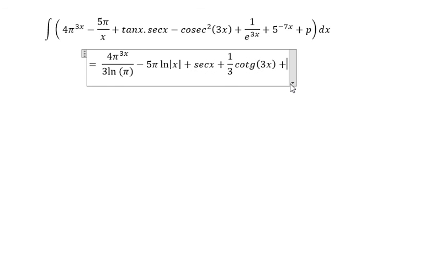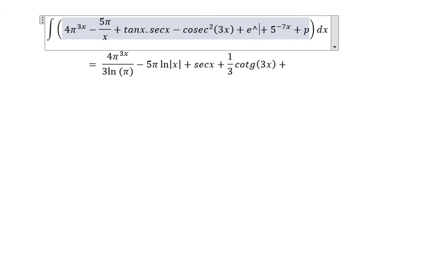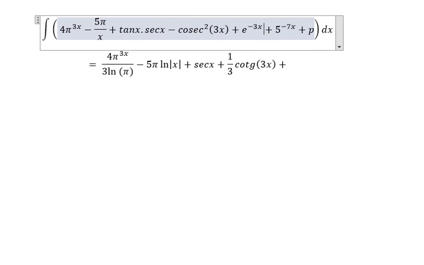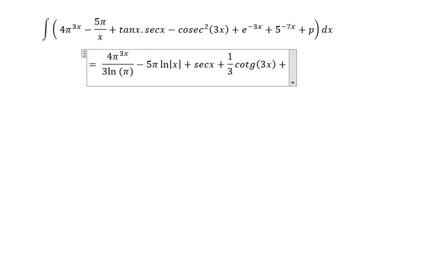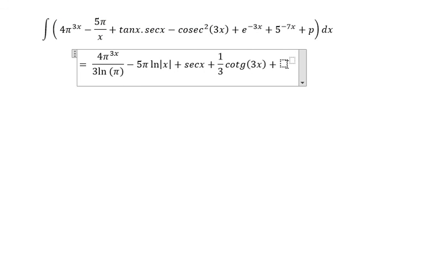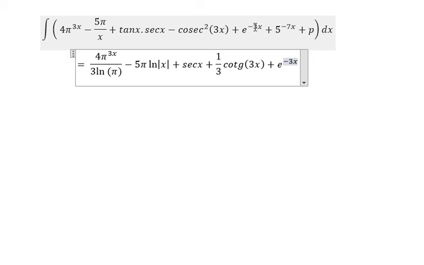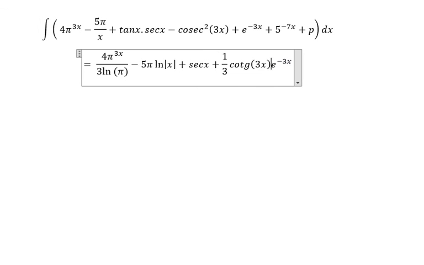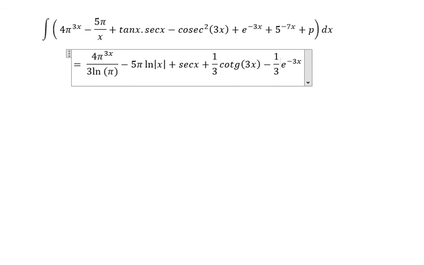Next, 1 over e to the power of 3x, we can put about e to the power of negative 3x. So we keep about e to the power of 3x in here. And now we have the negative, so we put about negative 1 over 3.